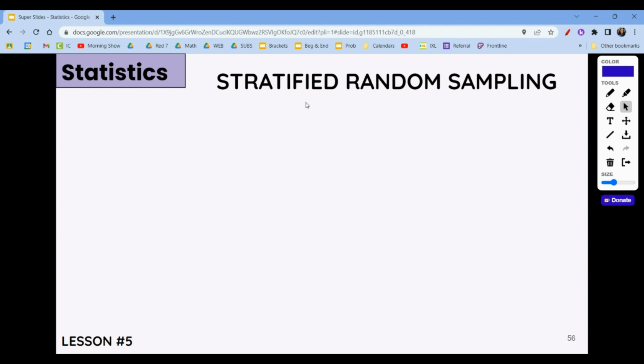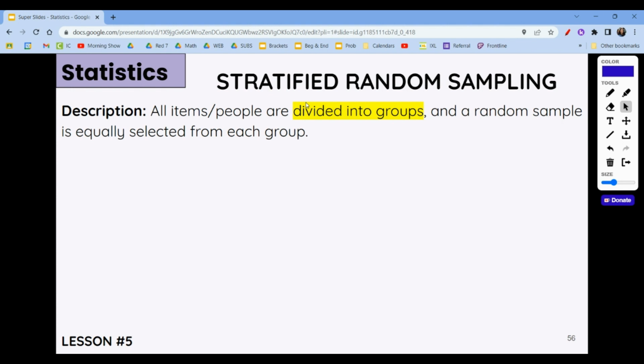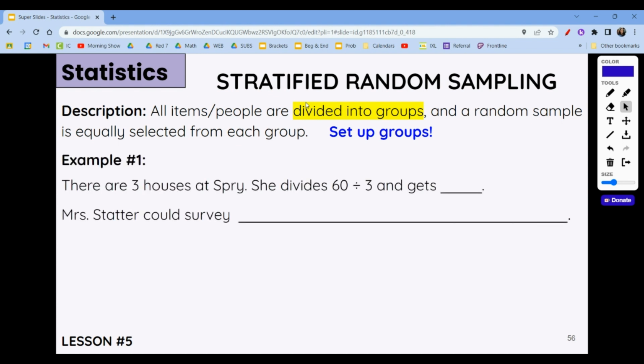Okay, the last method of random sampling we're going to talk about is stratified random sampling. Description: all items or people are divided into groups, and a random sample is equally selected from each group. So in this kind of random sampling, we have to set up groups. For example, there are 3 houses at Spry. So what if she picked an equal amount of students from each house? She divides 60 divided by 3 and she gets 20.